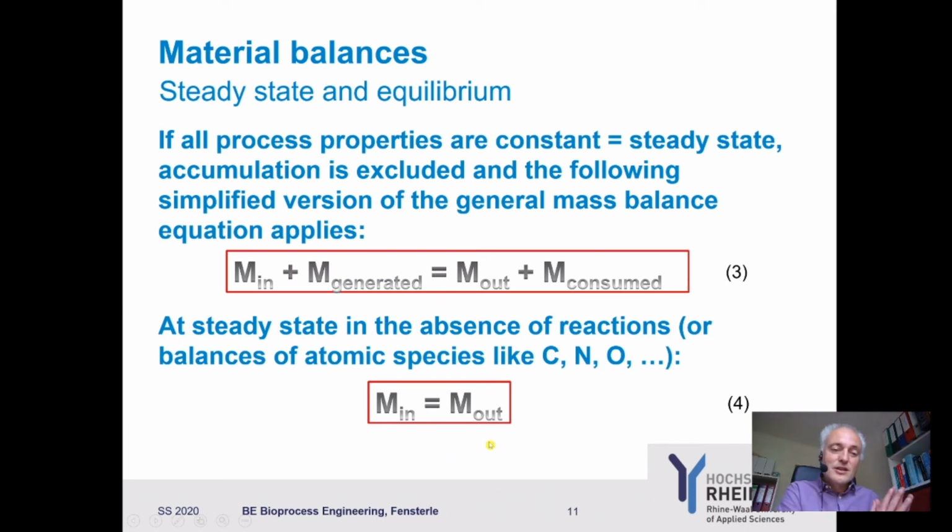This is not only true for masses if there is no reaction. This is always true for the total mass in a steady state, and this is of course also true for atomic species. So you don't generate in a biological reaction carbon or nitrogen. The elemental balances are always M in equals M out.